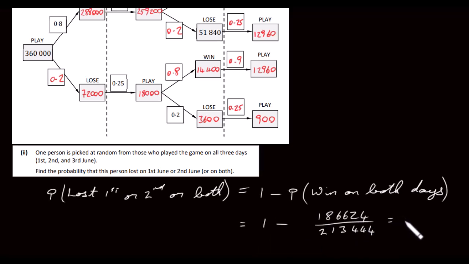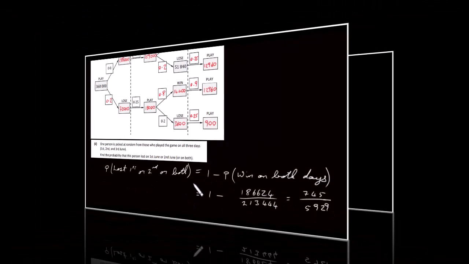So when you work that out, you get 745 over 5929. Now it doesn't say we have to do anything with that, so I'm just going to leave it like that. Really, that's the answer. And that's the last part of this question.